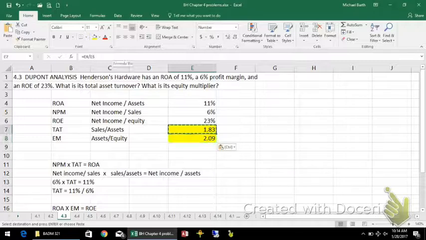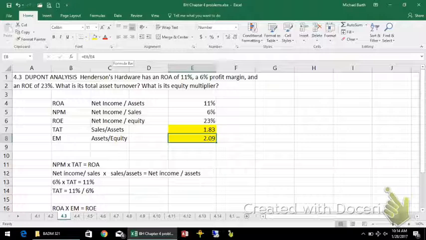And so the answer is the total asset turnover is 1.83, the equity multiplier 2.09.